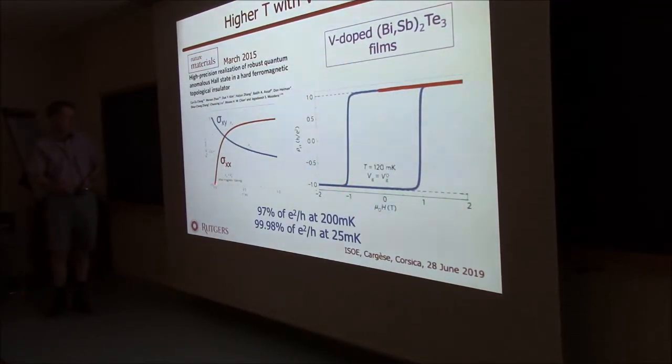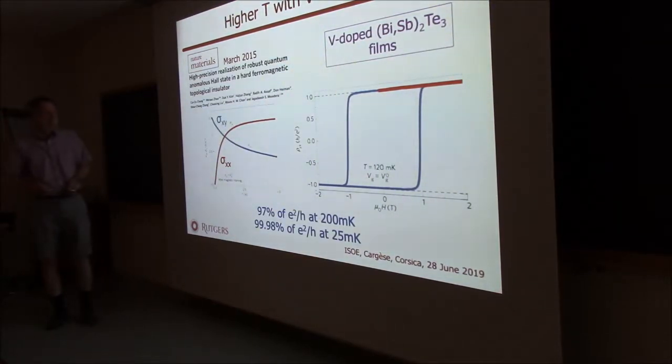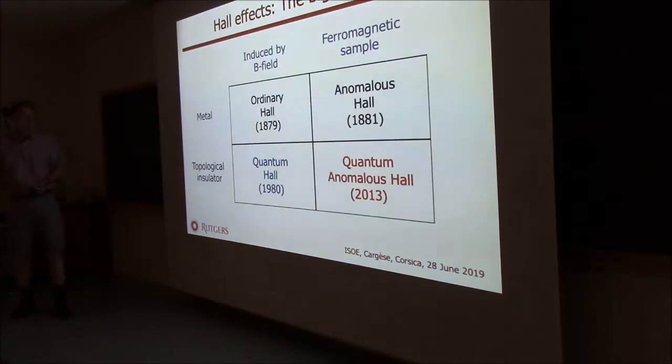Sigma xx really does go to 0. Sigma xy goes very close to 1. You have like 1 part in 10 to the 4th, or I think I learned yesterday more like 1 part in 10 to the 6th in the best samples now at very low temperature. But this still only lasts until about 1 degree Kelvin.